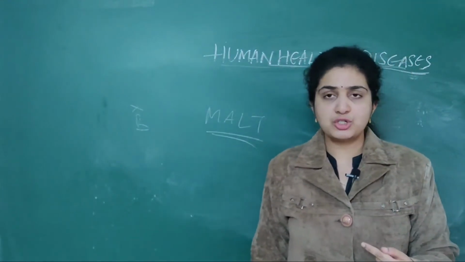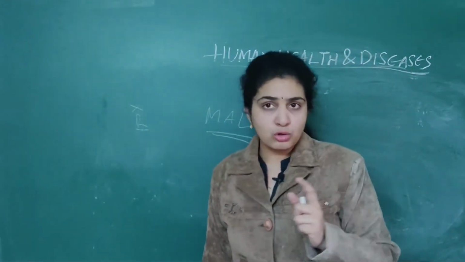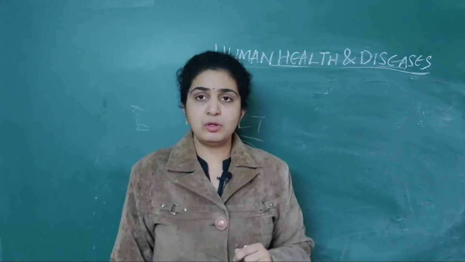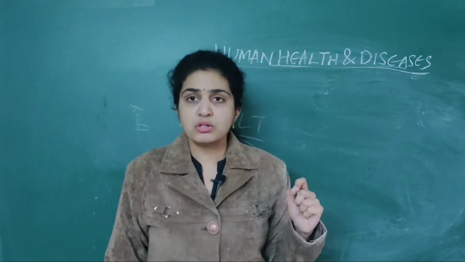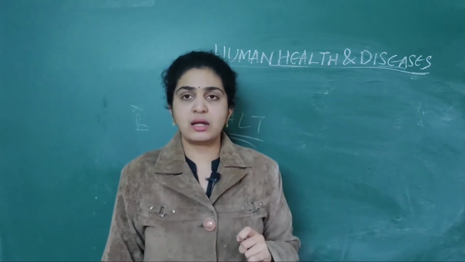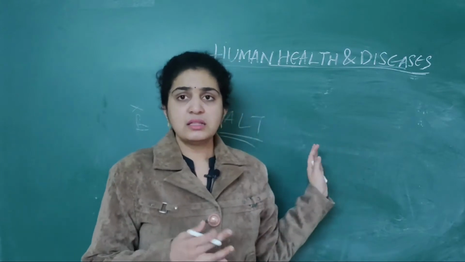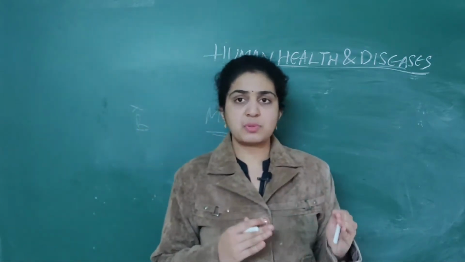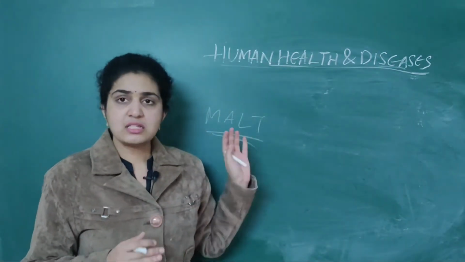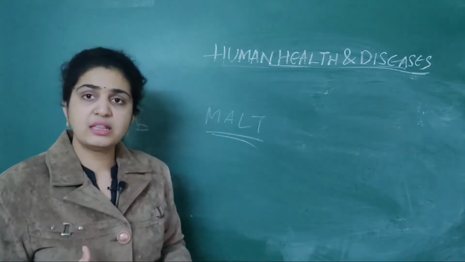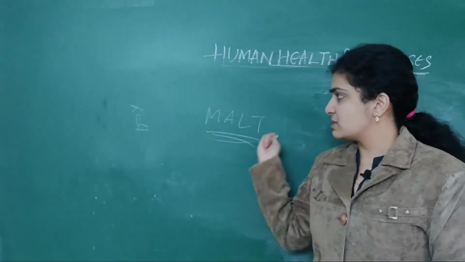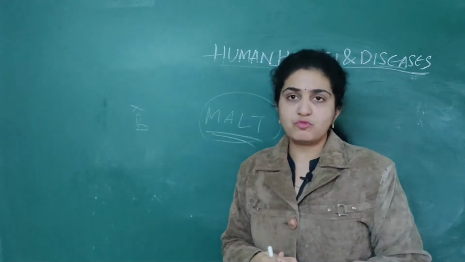Mucosa associated lymphoid tissue means what? It is along with the mucosal lining. Where is this mucosal lining present? I told you in innate immunity, in the physical barriers. Mucosal lining is present in the respiratory tract, the urinogenital tract, and the digestive tract. These three. When this mucosal lining is associated with lymphoid tissue, it is called mucosa associated lymphoid tissue.